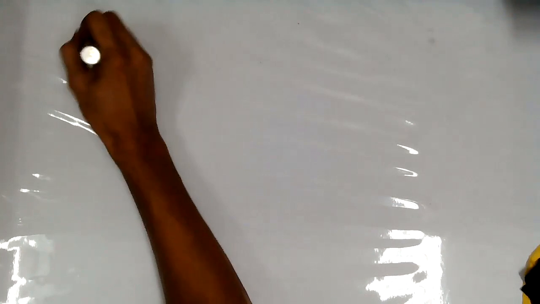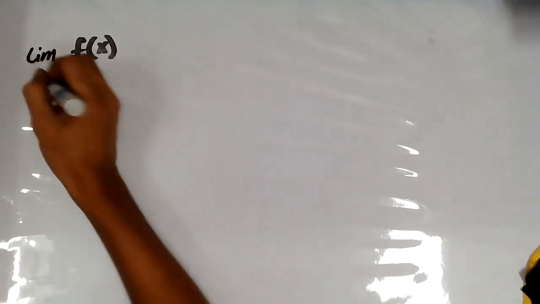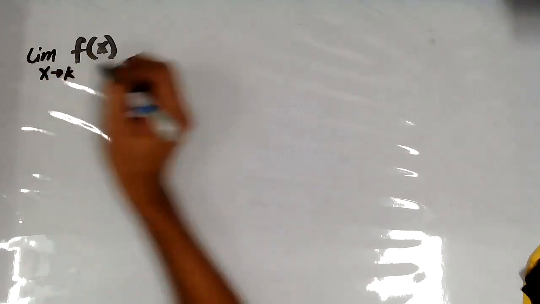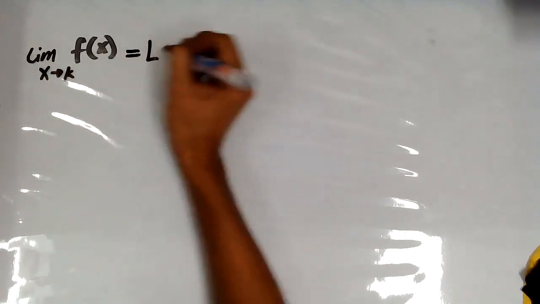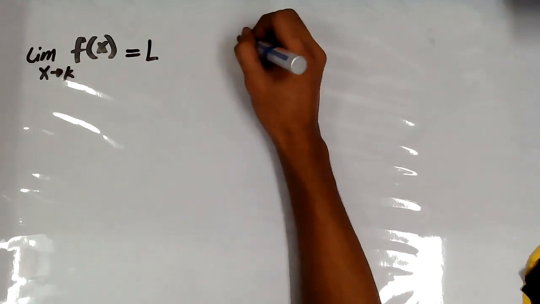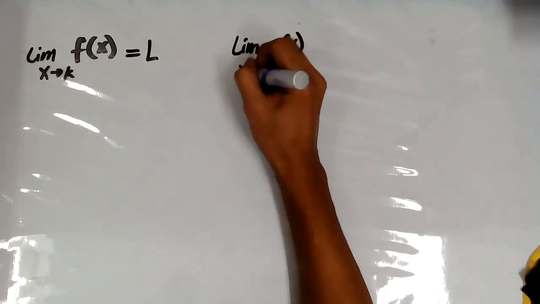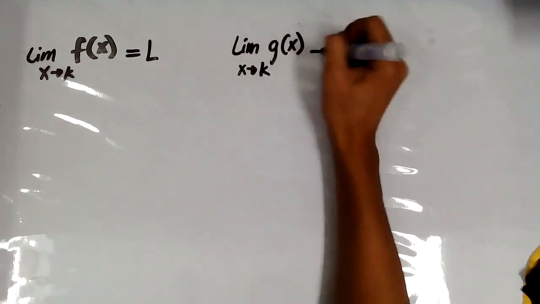So for us to know the different limit laws, let's start with a function that we all know is defined. All right. So the limit of f of x as x approaches k, you all know that it is L. And we know that the limit of another function, let's say g of x, as x approaches k is m.